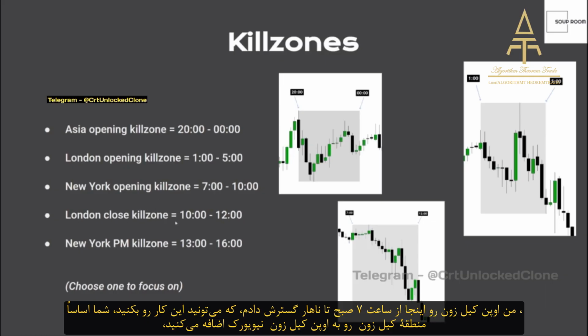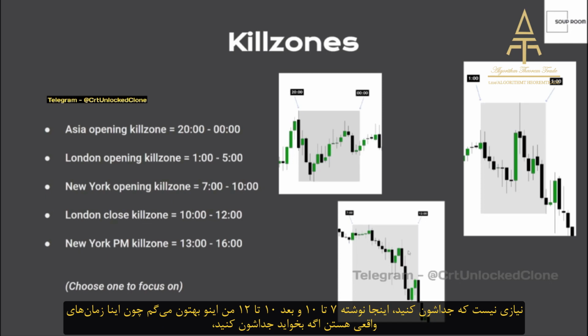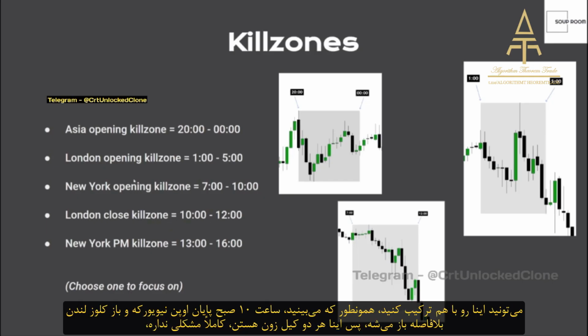You're basically adding the London kill zone to the New York opening kill zone. You do not need to separate them. So here it says 7 to 10 and then 10 to 12. I'm telling you this because these are the actual times if you want to put these separations. You can just merge these together.